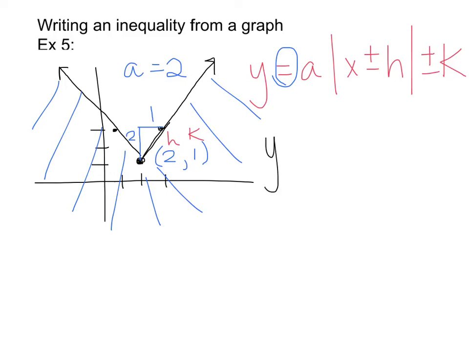So that's going to give me y equals 2 times the absolute value of x minus 2 because it was moved to the right, and then since it was moved up it was going to be plus 1. So now since it's a solid V, I know that it's going to be equal to. Now we just have to determine if it's greater than or less than. And if you notice, the shading is happening below your absolute value graph, so therefore it is going to be less than or equal to, and that's your inequality from the graph that was given to you.